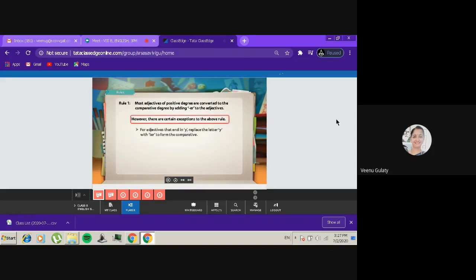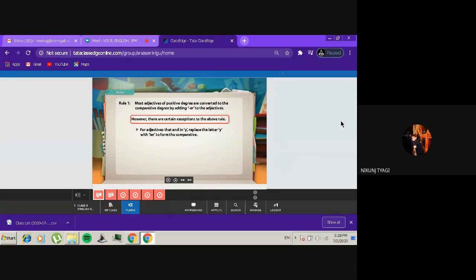Ma'am, manage. Adjectives that end in Y replace. What is it, beta? Ma'am, manage. Manage. No, beta, but here it becomes manager. Managest doesn't exist. Manage is a verb and manager is a noun. When we form the comparative degree or superlative degree, the adjective stays an adjective. It doesn't change the part of speech. Remember that. Manage is actually a verb. It's not even an adjective.